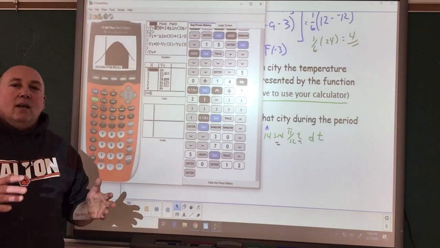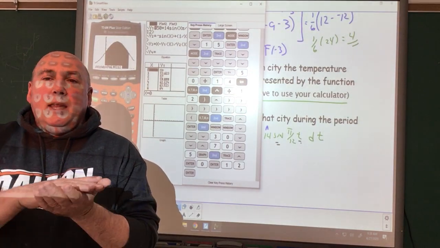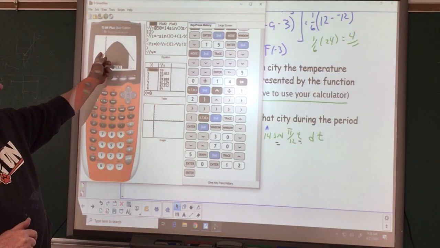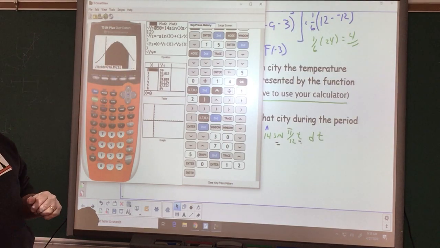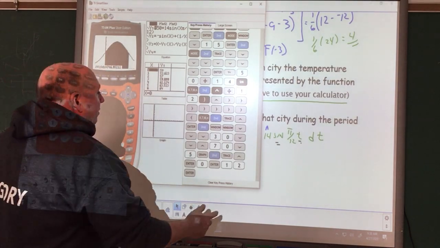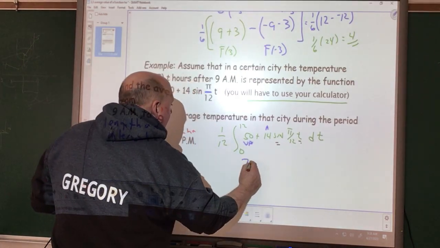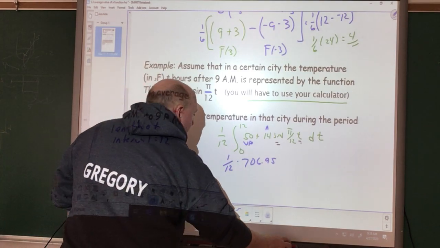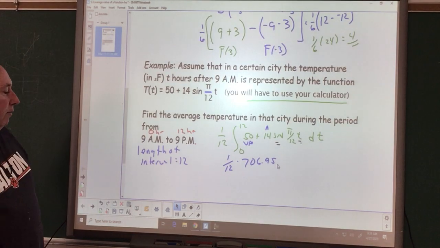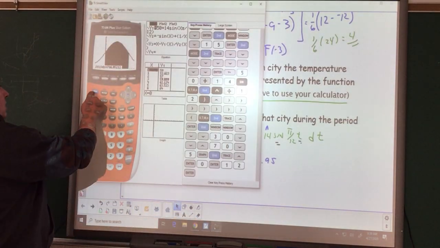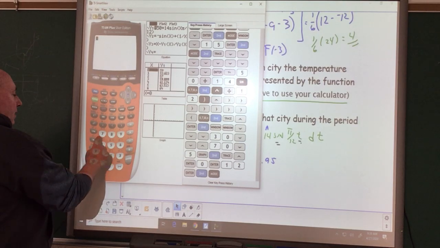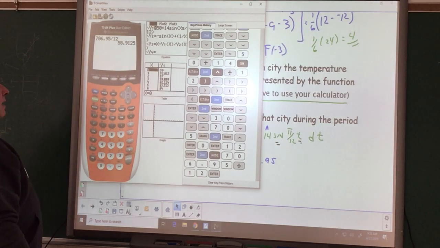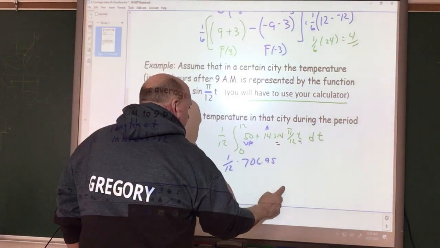If you remember back, the definition of an integral is the area between the x-axis and the graph of a function. Here's the graph of my function, and here is my x-axis down here. The area shaded is 706.95, and we have to multiply this by 1/12, so we divide that by 12. 706.95 divided by 12, I get 58.9 degrees.